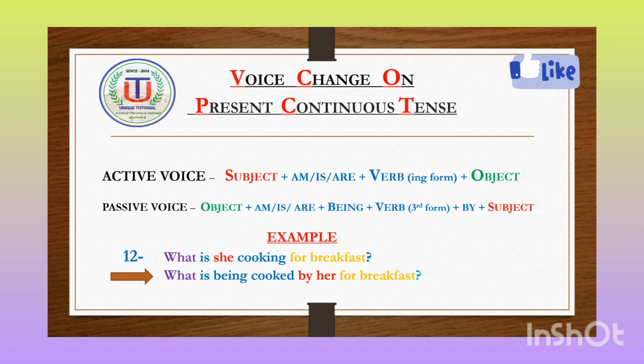Here is another type of sentence. The sentence is, what is she cooking for breakfast? The sentence starts with what. So if a sentence starts with what, in passive form it will be the same, what. Apart from what, the other part of the sentence is, is she cooking for breakfast? The sentence is in interrogative form. So I mentioned to you in the previous slide, if a sentence is in interrogative form, we have to follow 3 steps. So after following those 3 steps, the final answer will be, what is being cooked by her for breakfast?